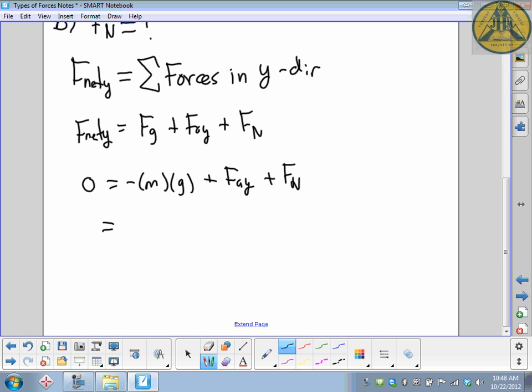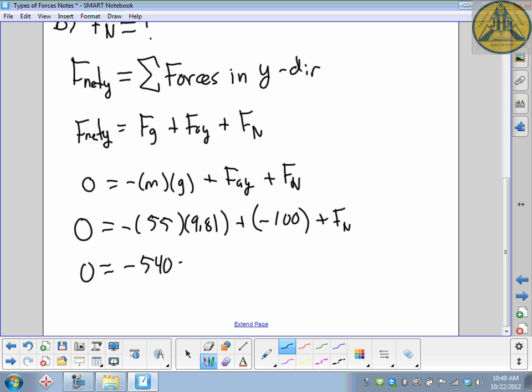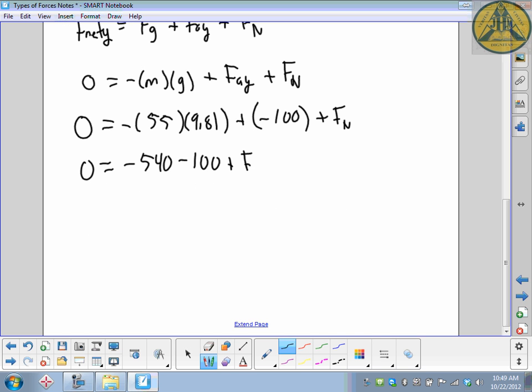I'll fill in our numbers. It's negative 55, 9.81. Don't put both the force and the acceleration of gravity negative, just leave the whole term negative. Force applied in the y direction is negative 100, plus the normal force is all that's left that we don't know. So this works out to be negative 540 minus 100 equals your normal force, plus your normal force. Solving for your normal force gives us positive 640 newtons. Should be positive, it's directed upwards.